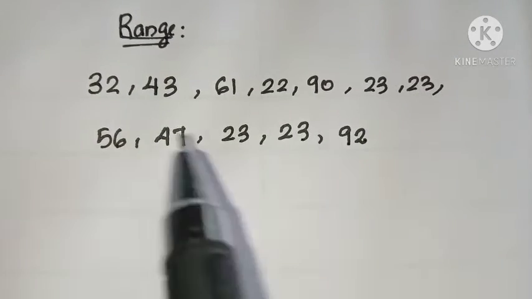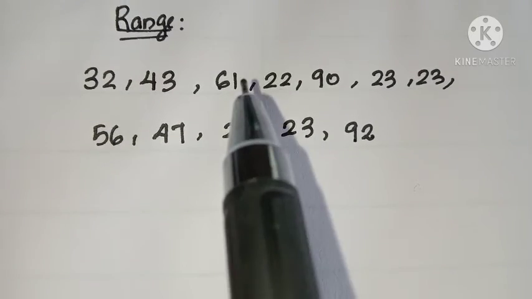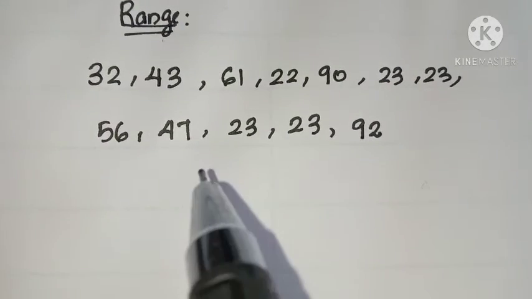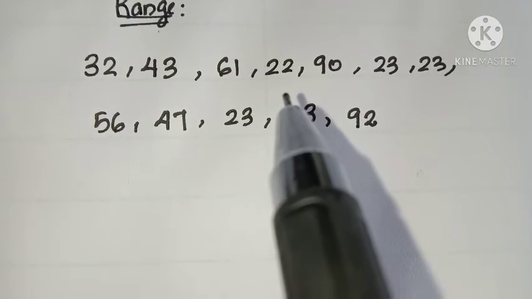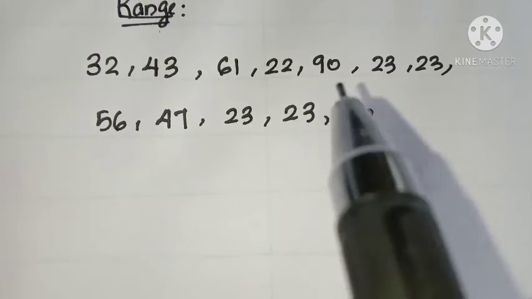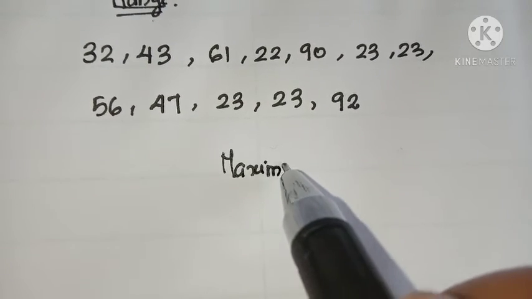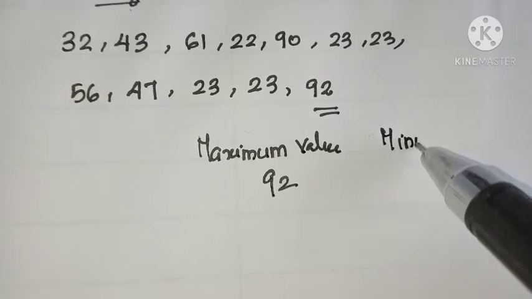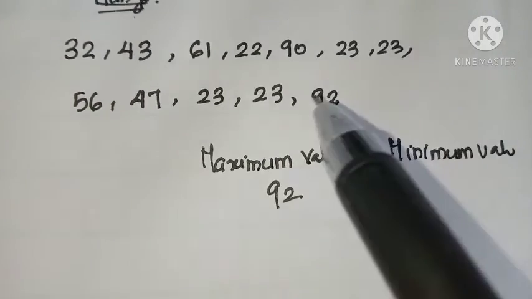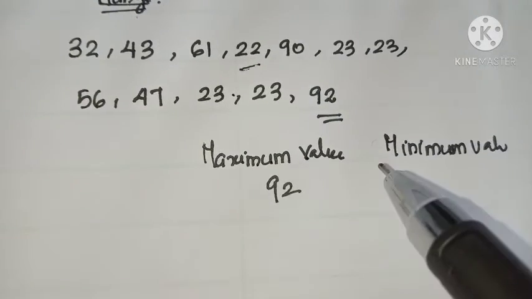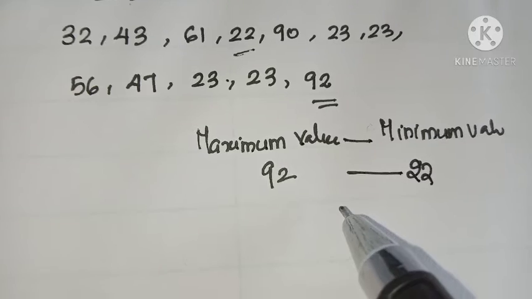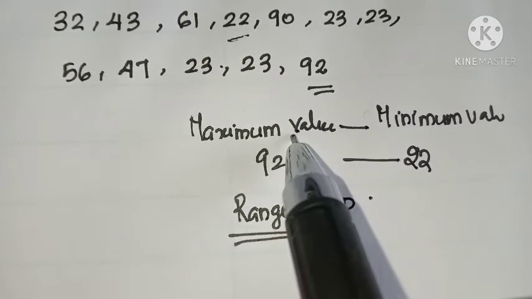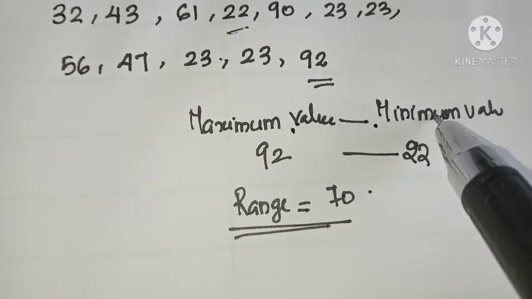Listen, this is a collection of data, it's scattered data. So we have to find our first measure of dispersion, range. To get range, first we have to consider the maximum value in this scattered data. In this data, maximum value is 92. And what is minimum value? In the data, minimum value is 23, isn't it? Sorry, 22. So maximum value minus minimum value, what is the answer? 70. This value is known as range. So range equals maximum value minus minimum value.